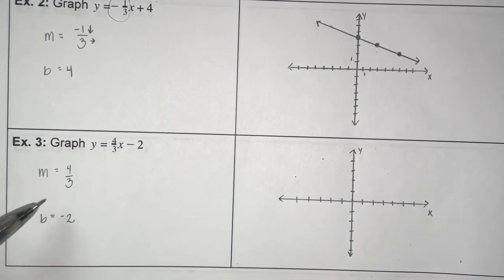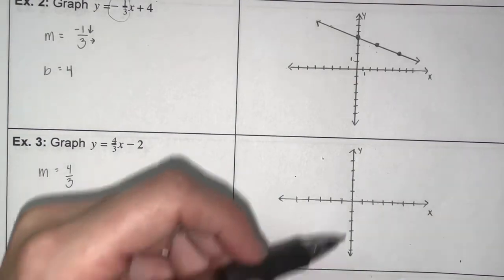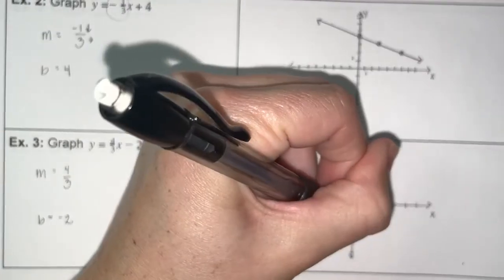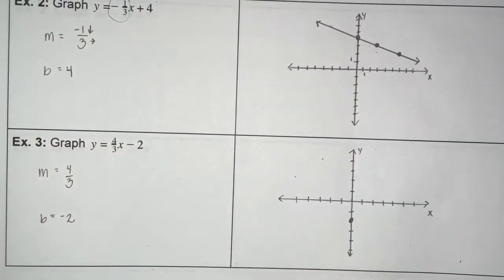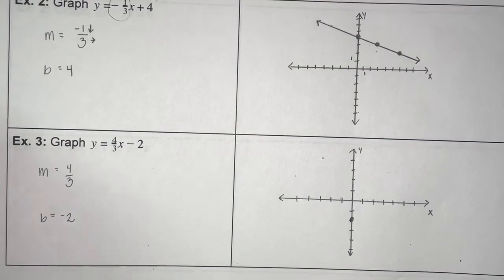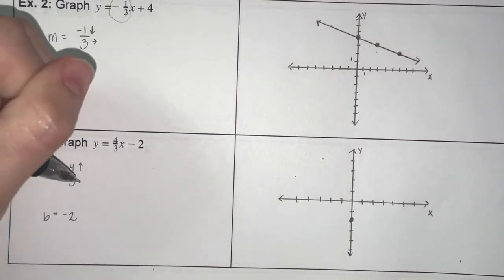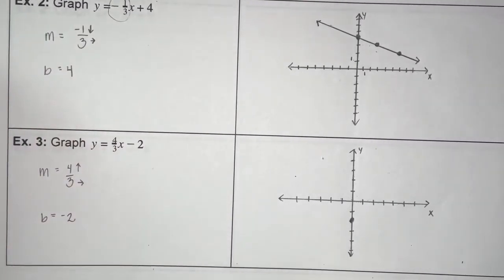So m is 4/3, b is -2, so b is where I begin. So I'm going to go on the y-axis to -2, so down 1, 2, and then make a point right there. And then if my slope is positive 4/3, my rise is 4, so I'm going to go up 4. My run is 3, so I'm going to go right 3.